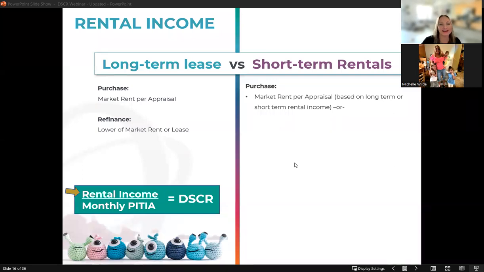So let's say that it's a refinance that's already being rented. We're going to go by the lower of the market rent or the lease in most cases.